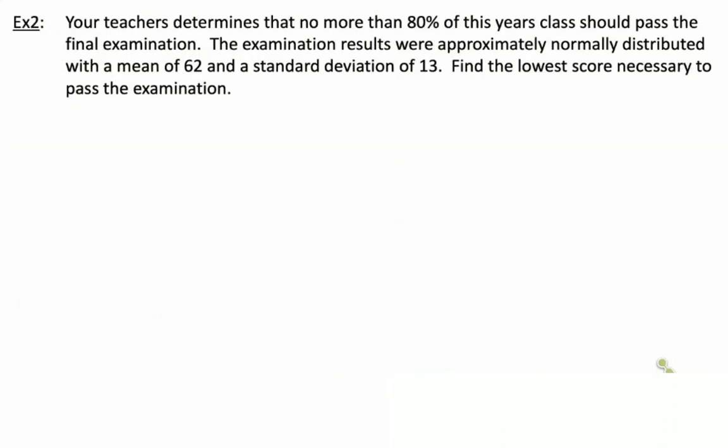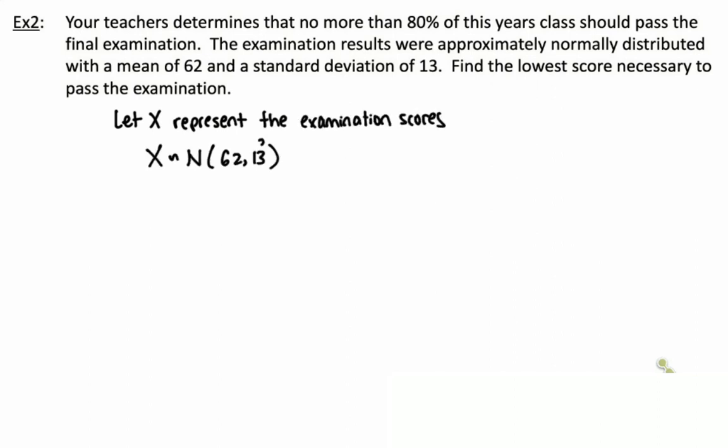Example 2. Your teacher determines that no more than 80% of this year's class should pass the final examination. The examination results were approximately normally distributed with a mean of 62 and a standard deviation of 13. Find the lowest score necessary to pass the examination. We'll start by defining our random variable x to represent the examination scores. We know that x is normally distributed with a mean of 62 and a standard deviation of 13.